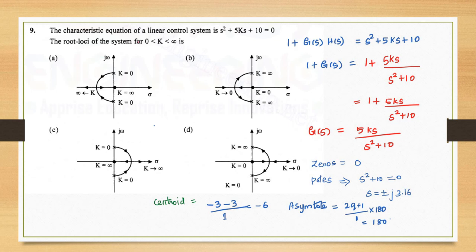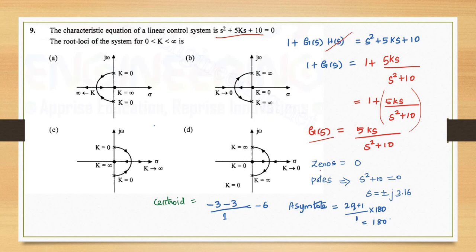Next problem. The characteristic equation of a linear control system is s square plus 5ks plus 10 equal to 0. First of all, I am going to find out G(s) from this equation, and I have considered H(s) equal to 1. So 1 plus G(s)H(s) equals s square plus 5ks plus 10. With H(s) equal to 1, I have to rewrite the equation like this: 1 plus 5ks divided by s square plus 10. This 5ks divided by s square plus 10 is known as G(s).